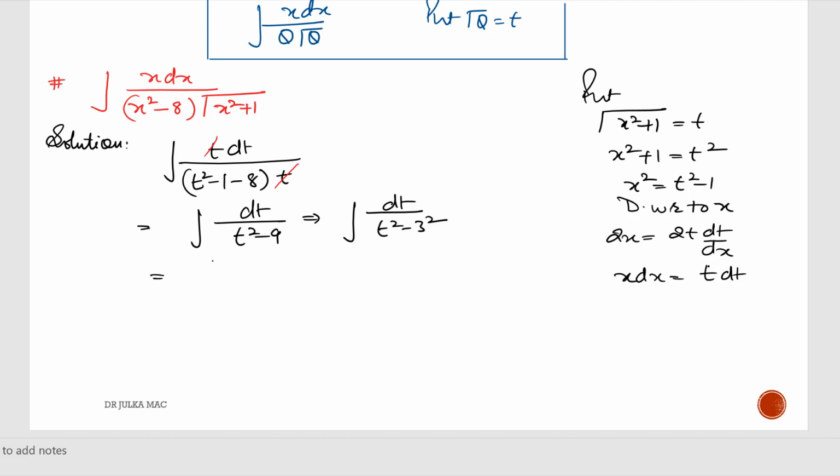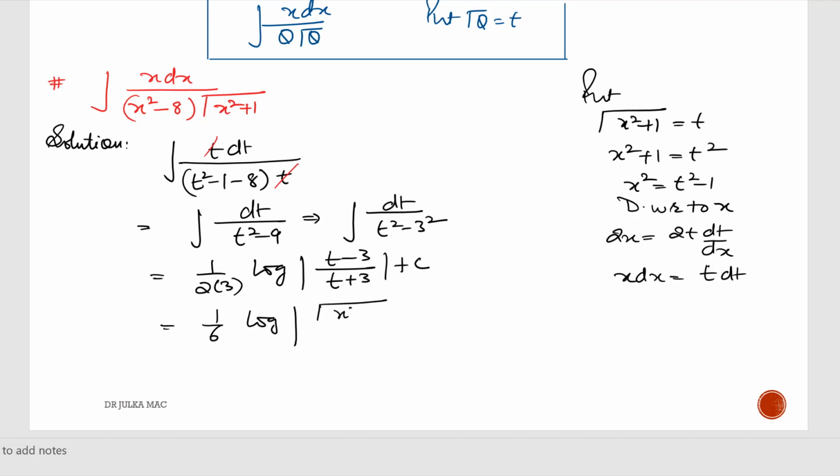The formula of dt upon t square minus a square is 1 upon 2a log (t minus a) upon (t plus a). And replace a by 3, you will get answer 1 upon 6 log (t minus 3) upon (t plus 3). And replace t by the root of x square plus 1.